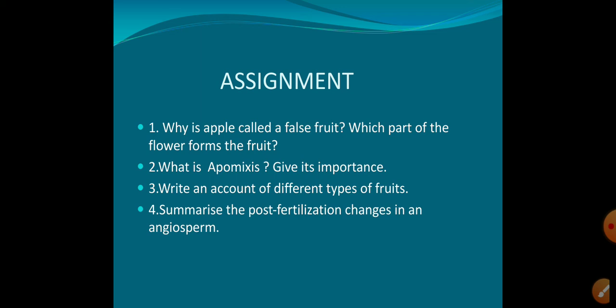Then write an account of different types of fruits. We saw a summary of it. And summarize the post-fertilization changes in an angiosperm, that is, calyx and corolla, what will happen to the essential and non-essential whorls, and what is the property. All that you have to summarize and tell.